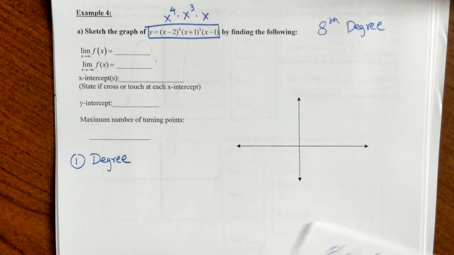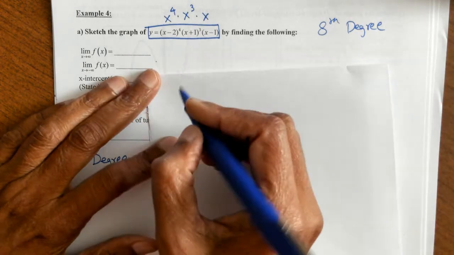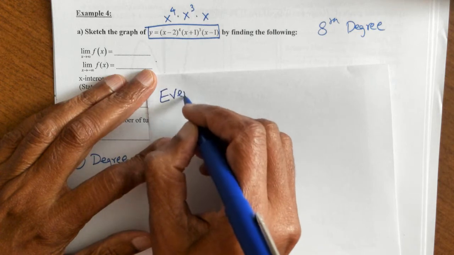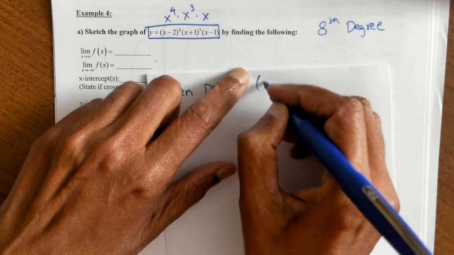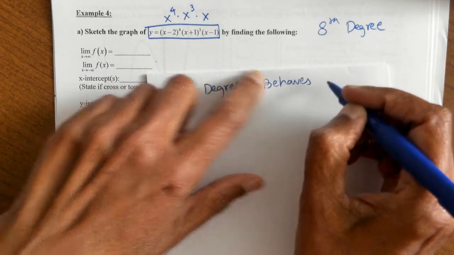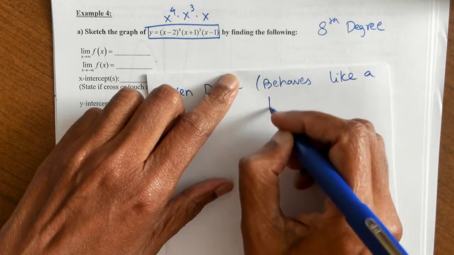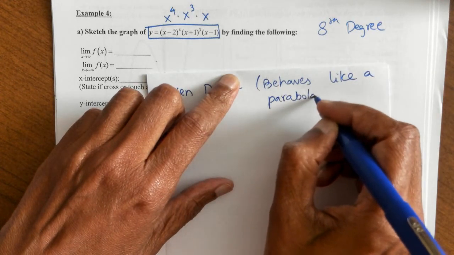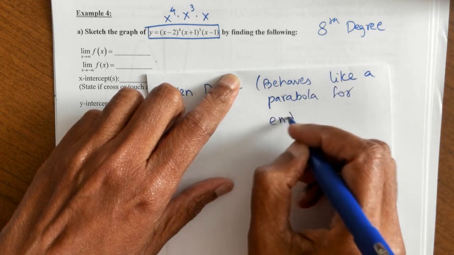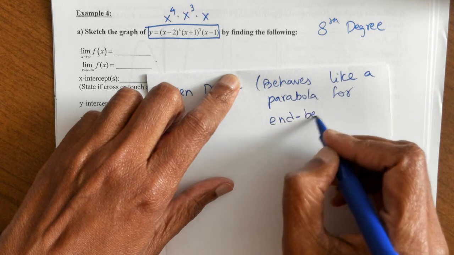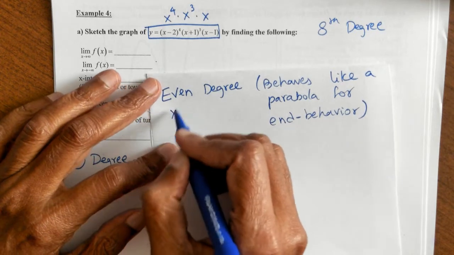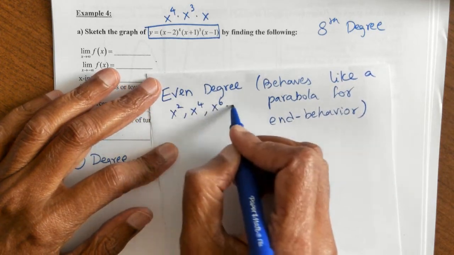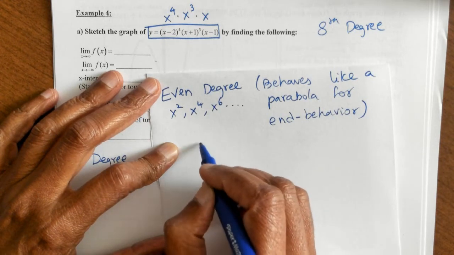And remember, when we talked about the end behavior, there were a few rules, and I'm going to go over those one more time. If it is an even degree, it will behave like a parabola, just for the end behavior. No, it won't behave like a parabola for everything, but just for end behavior. What does that mean? That means an even degree could be x squared, x to the fourth, x to the sixth, any of those. For the end behavior, it will behave like a parabola.